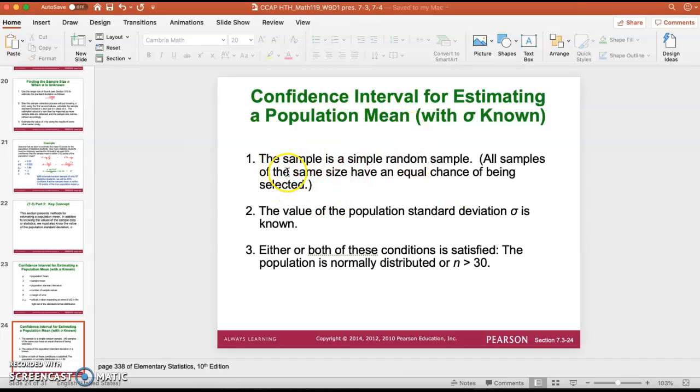And again, these are a few of the same requirements here for when we want to find that confidence interval. We want to deal with simple random samples. This time we'll want to know what the population standard deviation is, and then we'll want to have a normally distributed population, or just make sure that we have a sample size bigger than 30.